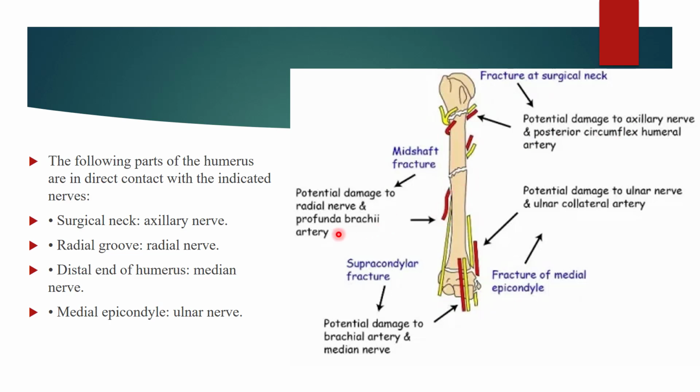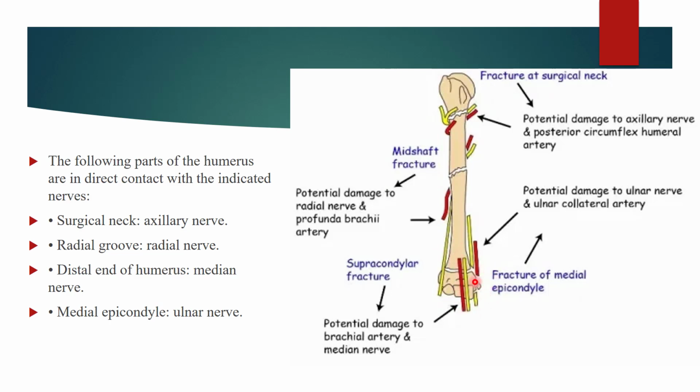Then there is the radial groove, which has a very close relation with the radial nerve and the profunda brachii vessel. So if there is a mid-shaft fracture, there will be potential damage to the radial nerve and the profunda brachii vessel. Then the distal end of the humerus is closely related to the median nerve. See here, this is the median nerve, which is present anteriorly on the distal end of the humerus.